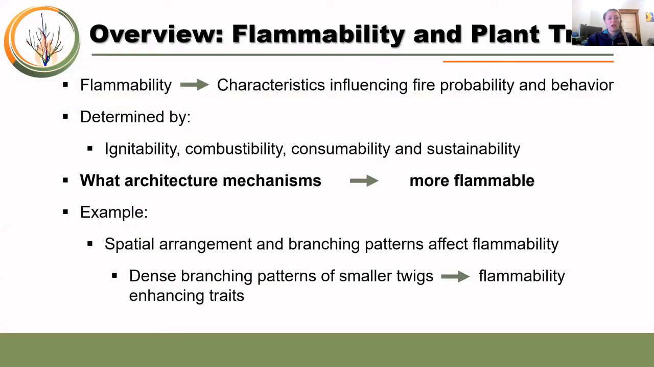Just a quick overview. Our study looks at flammability based on characteristics that influence fire probability and behavior. These are determined by 4 components: ignitability, which here represents how easily the plant can catch fire; combustibility, which is a measure of intensity and the speed at which the plant can burn; consumability, which is related to how much of the plant is burned; as well as sustainability, which is the time taken for this plant to burn.